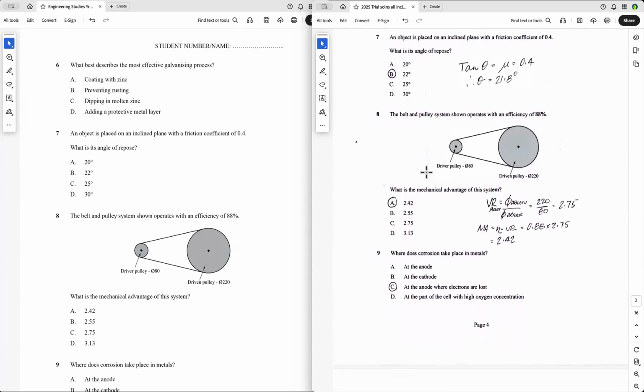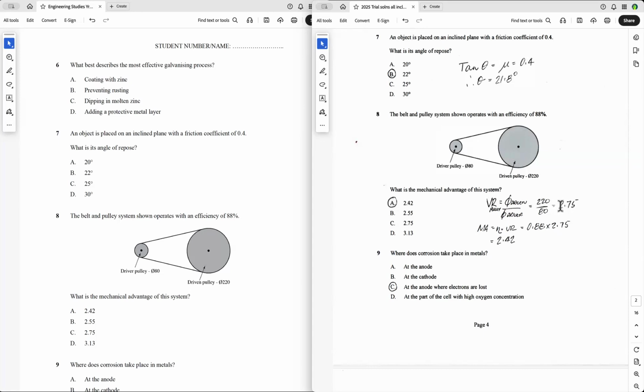Question 8, the belt and pulley system shown operates at an efficiency of 88%. What's the mechanical advantage? So the first thing you do is to get the velocity ratio. And the velocity ratio, remember, is the inverse. It's the driven divided by the driver. And so you get a velocity ratio of 2.75.